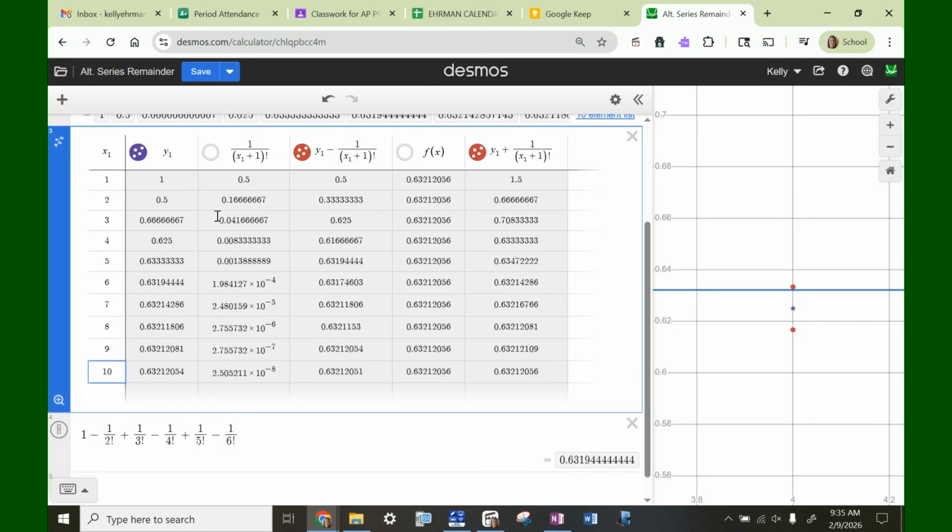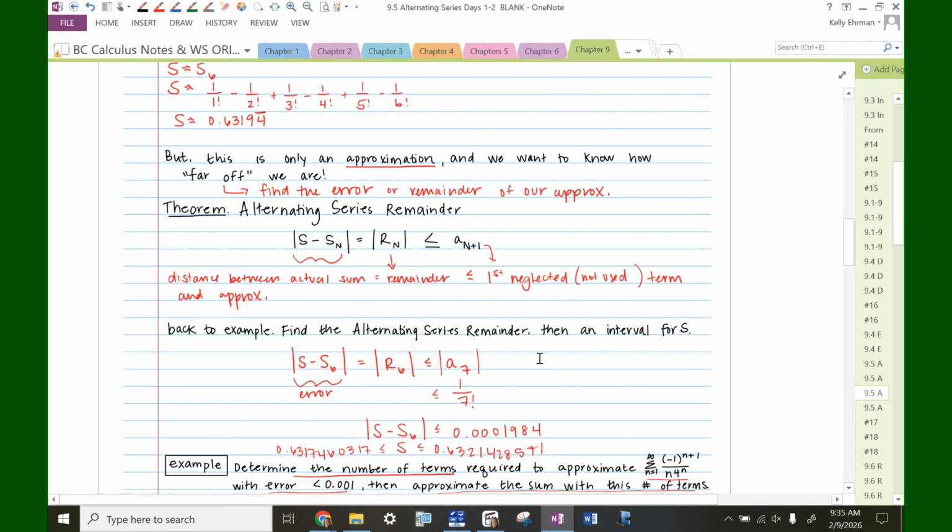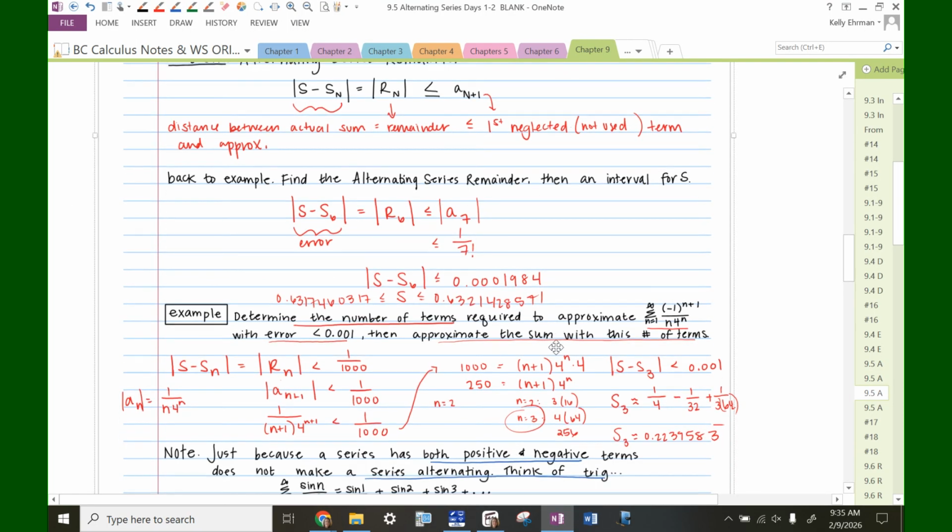Okay, so this is just what the alternating series remainder is, just giving you this maximum bound. It's showing you, well, this is the max possible error. It's not going to tell us what the actual sum is. It's just going to say it's got to fall within this range. Okay, so back to our notes here.